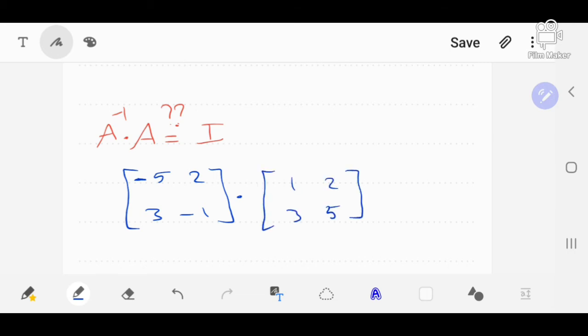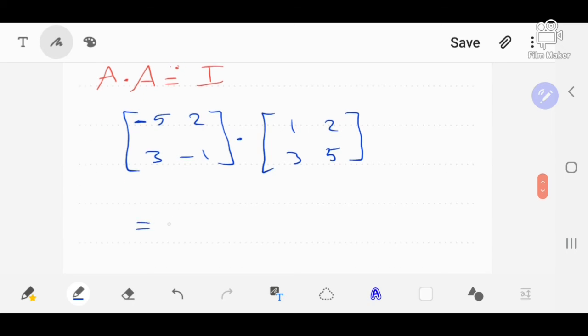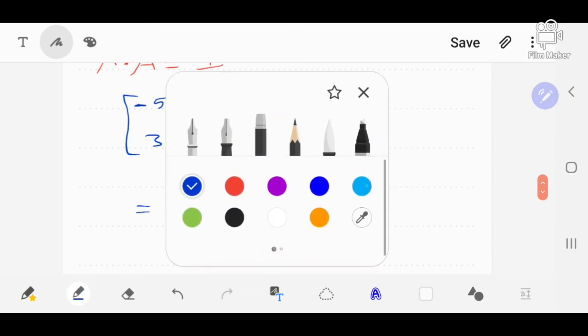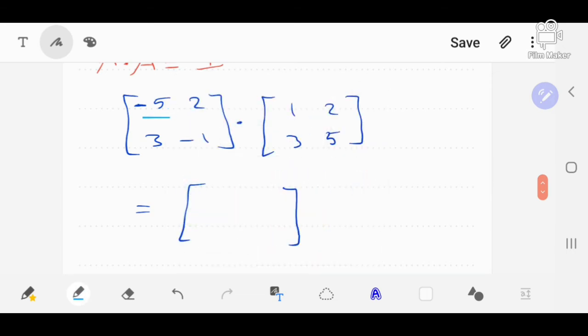Let me remind you how to multiply matrices. You multiply the first row by the first column. So negative 5 times 1, that's negative 5, plus 3 times 2, that's 6, negative 5 plus 6, that's 1. And then you do the same thing. The first row by the second column will be here. So negative 5 times 2, that's negative 10. 2 times 5, that's 10. So that's 0.